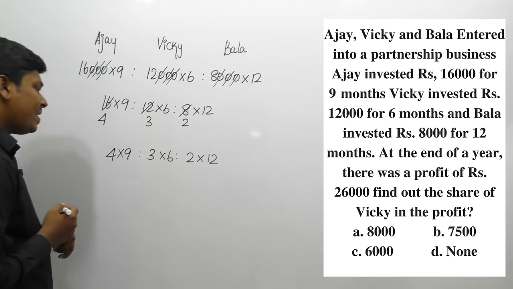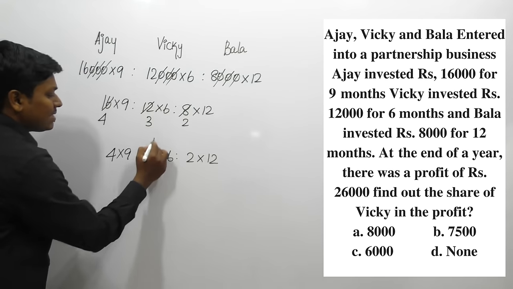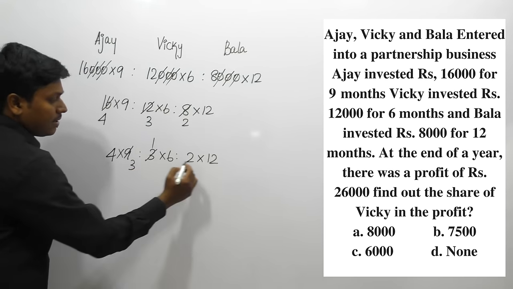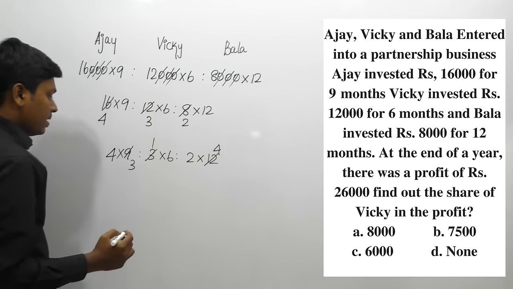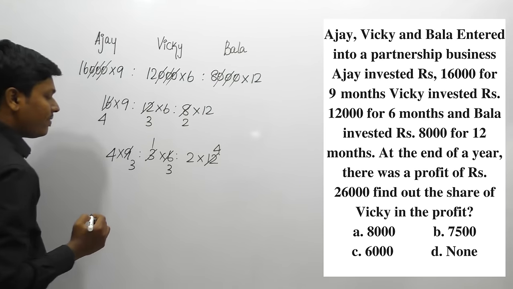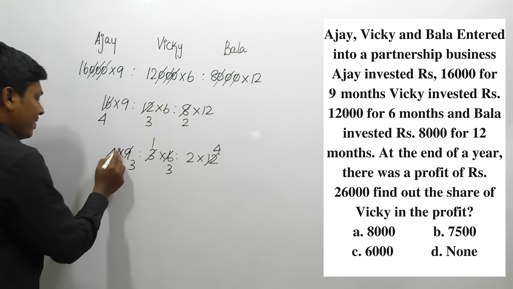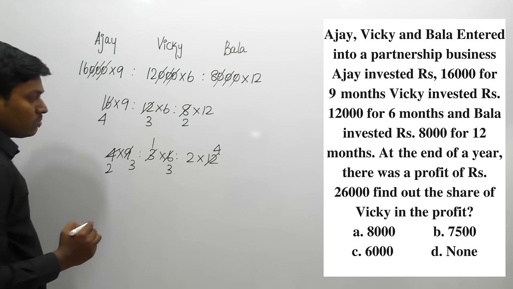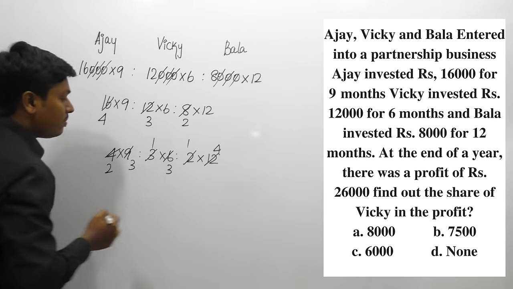So friends, now we can cancel this on 3 table, right? 1 3s are 3, 3 3s are 9 and here 4 3s are 12. So friends, I think we can again cancel this on 2 table. So this will be 3, right? When we cancel this on 2 table, this will be 2. And when we cancel this on 2 table, this will be 1.